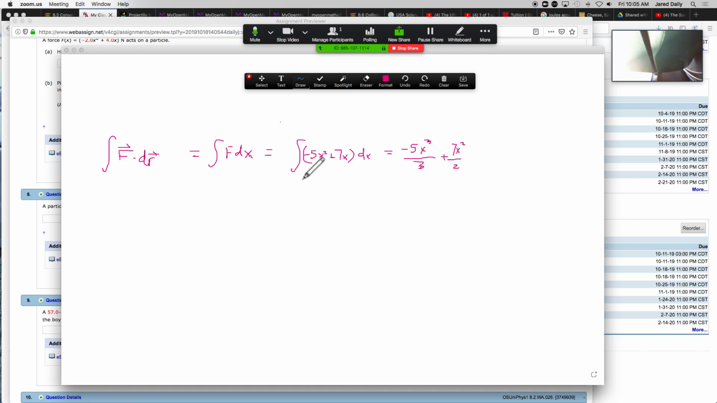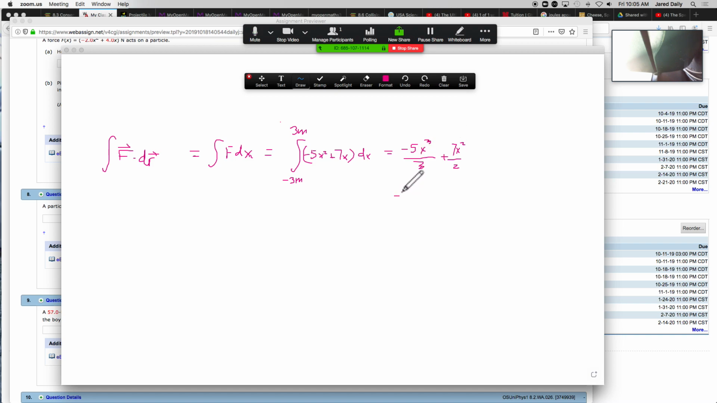Now we can do it either way, because they've told us the limits, we're going between negative 3 meters and positive 3 meters. I think we can do it this way. But we have to check to see if this function here gives us the answer they told us it gives us.